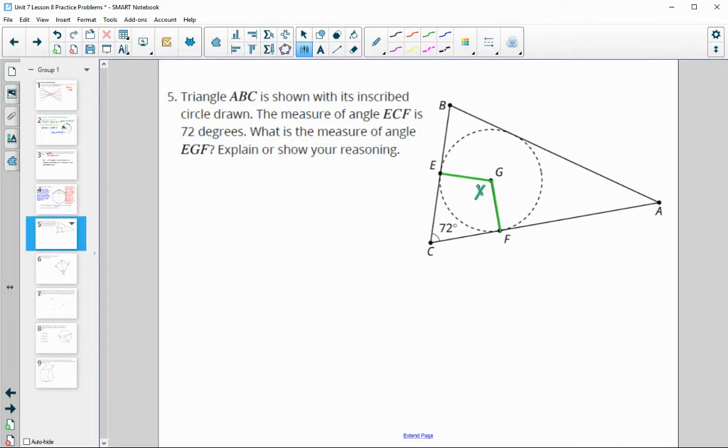So if I just put an X in here, so X plus 72, if you wanted to think about it that way, equals 180, which means that X is going to be 180 minus 72. So in this case, 108.